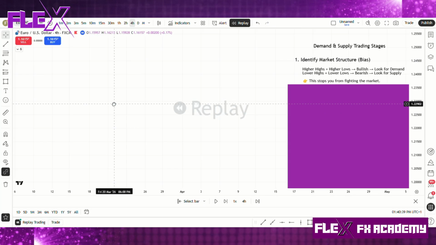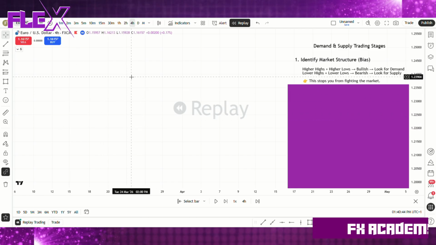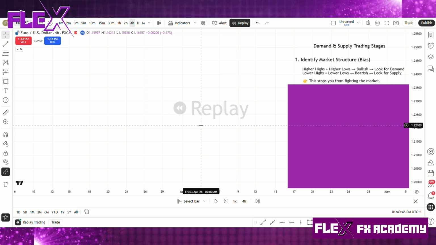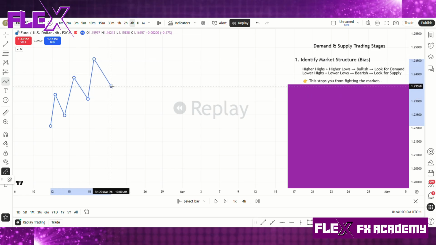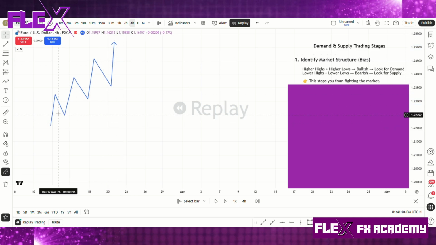Once we get to the market, what we're looking for is to know if the market is bullish or bearish. If the market is bullish, you should be seeing something like this: higher high, higher low, higher high, higher low, higher high, higher low, higher high. This is a typical example of a bullish market. If the market is bullish, this is exactly what we want to see.